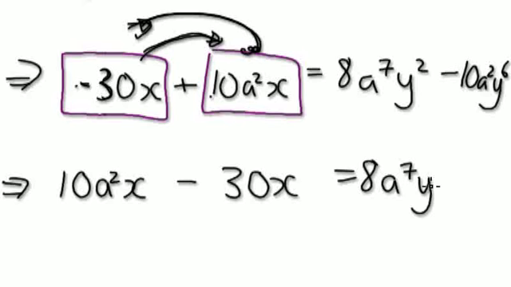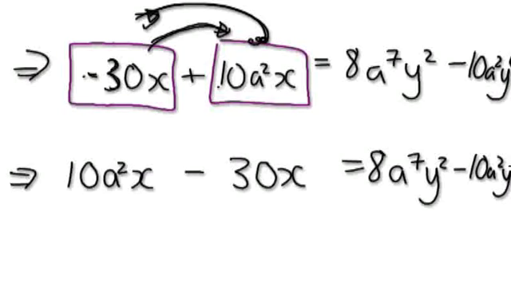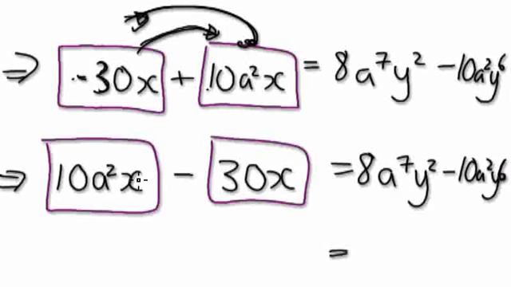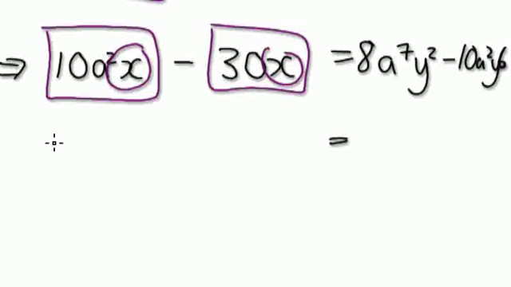Okay. On this side it stays the same. Minus 10a squared y to the power 6. Sorry, a to the power of 6. Now to the power of 6. Okay, so now visualize that. You've got one block here, you've got one block here. X is in common here. So let's factorize the x.